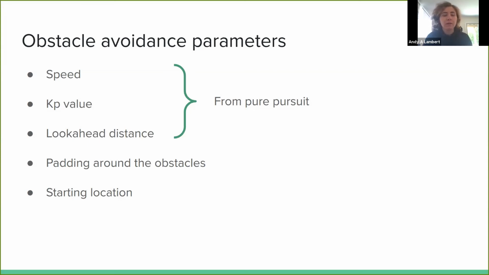So for padding around the obstacles, this was dependent on what segment of the LiDAR we were using and how far we wanted to be away from the obstacles. So at first we were struggling with the robot cutting the corners too close when it was turning to avoid the obstacles, and we wanted to figure out the best distance that would allow us to avoid them successfully.